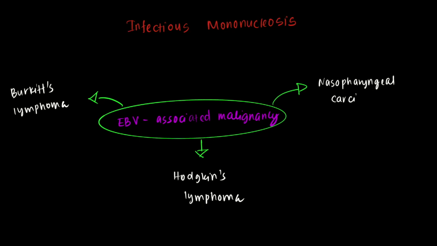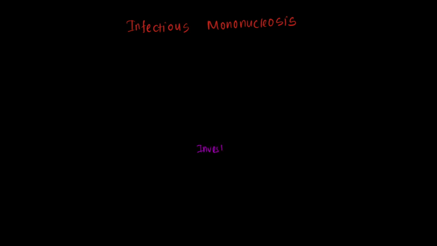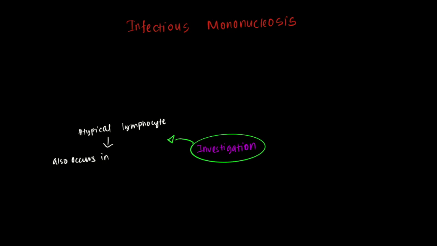So there are some investigations that can be done to diagnose infectious mononucleosis. The presence of atypical lymphocytes is probably the earliest indication of Epstein-Barr virus infection. However, it is not specific to EBV infection. Atypical lymphocytes can also occur in acute retrovirus syndrome, which occurs in HIV infection, viral hepatitis, mumps, and rubella.